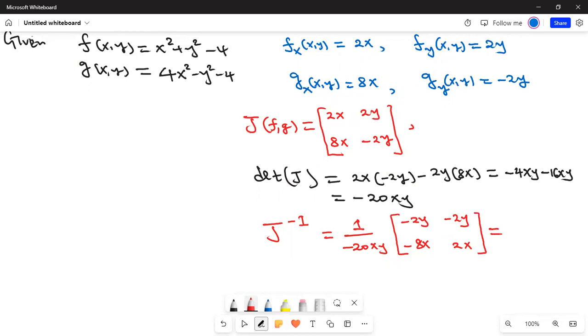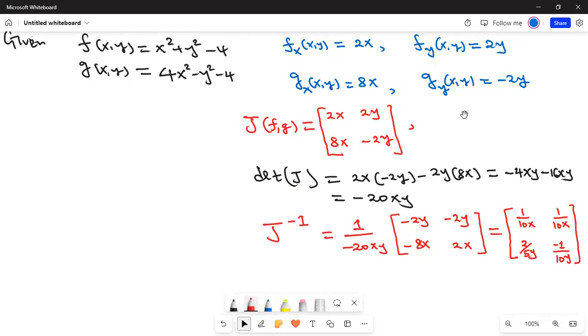If I multiply, remember I'm taking 1 over negative 20xy inside, I'm going to get 1 over 10x, here 1 over another 10x. This other part is negative 8x over negative 20xy, that will give us, of course, when you divide, 4 will go there, 2, so this is 2 over 5y, and this other one is negative 1 over 10y. So that is the inverse of the Jacobian matrix.